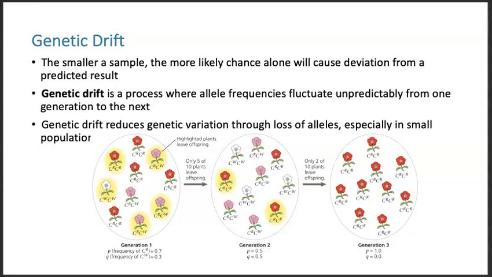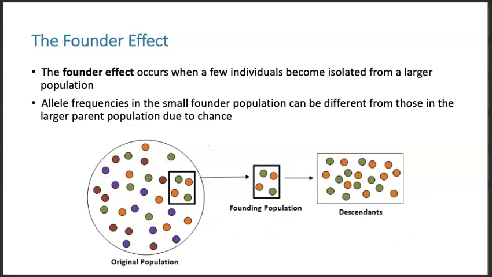So that makes sense. Now, we have a couple of different ways that genetic drift can happen. The first one is called the founder effect. The founder effect happens when a few individuals become isolated from a larger population. Often we think about this as they get stuck on an island or something like that. So they found, that's actually the way you say that, these individuals found a new population. And maybe that's on an island.